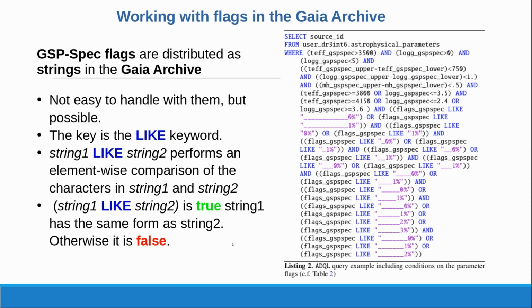We know that the GSPSpec flags are not easy to use by the community because they are distributed as strings by the Gaia archive, but it is possible to perform queries using them. The key is the LIKE keyword. This keyword basically compares two strings, and if they have the same structure, the same shape, it returns true. Otherwise, it returns false. I will illustrate the use of this command with the following example.